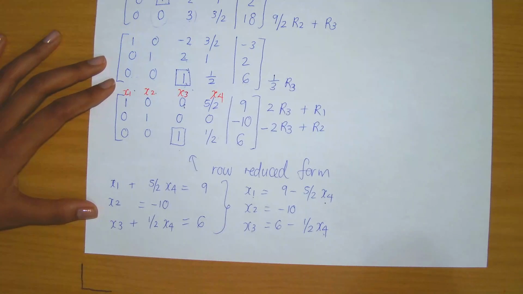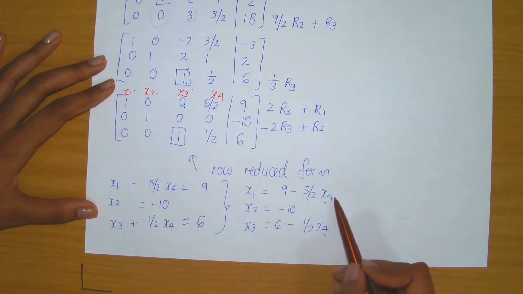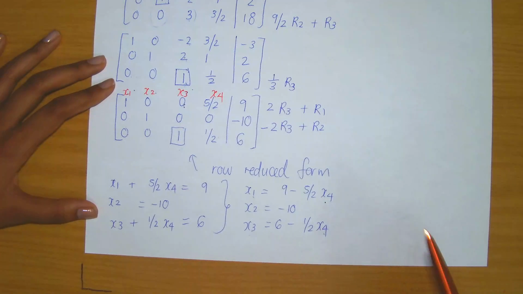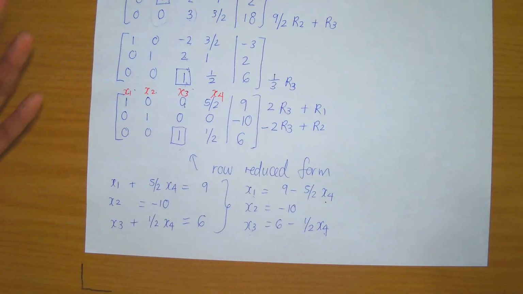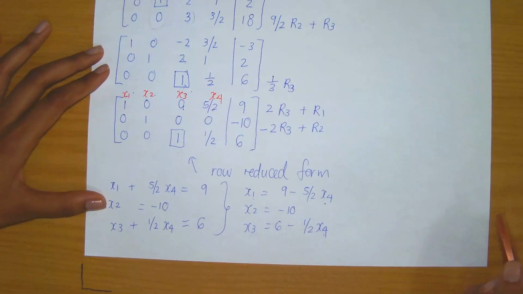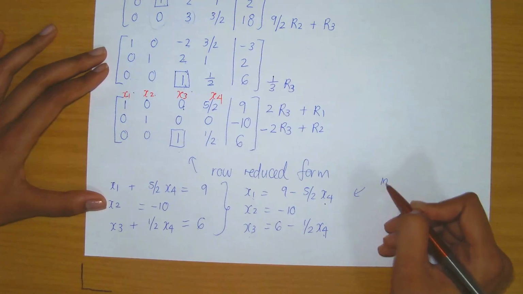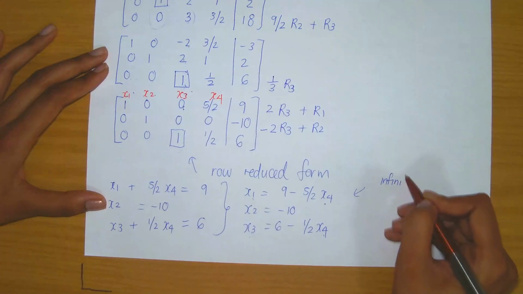So what this means is that for every value of x4 that you plug in, you will obtain a new value of x1 and x3 respectively. And there are infinitely many choices for x4, therefore there will be infinitely many answers for x1 and x3. And similarly, when it comes to writing down your solution, there will be infinitely many solutions. Alright, so this is infinitely many solutions. Let's make a note.